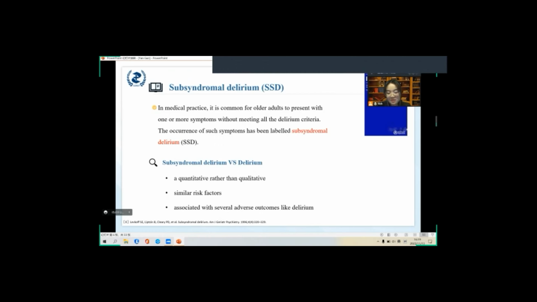How does subsyndrome delirium relate to delirium so far? Quantitative rather than qualitative. Similar risk factors and associated with several adverse outcomes like delirium.